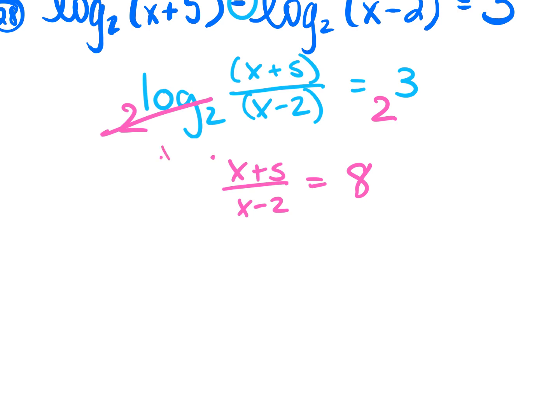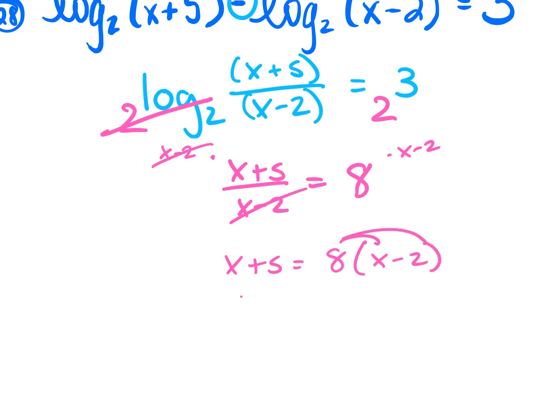Awesome. We're going to multiply both sides by x minus 2, so it'll cancel out on the left side. So we have x plus 5 is equal to 8 times x minus 2. Then we can distribute the 8. So we get 8x minus 16.